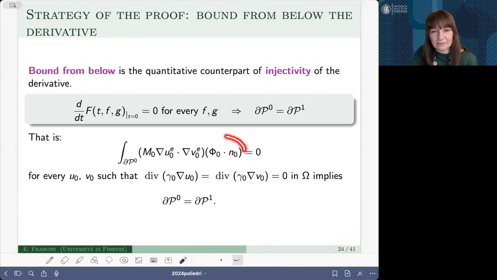It comes here in the direction in which you are evaluating the derivative. So phi 0 is the movement that takes you from the boundary of P0 to the boundary of P1. What we are going to prove is that if this integral is 0 for every couple of solutions, then phi 0 is going to be 0.